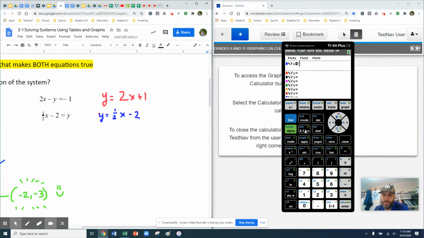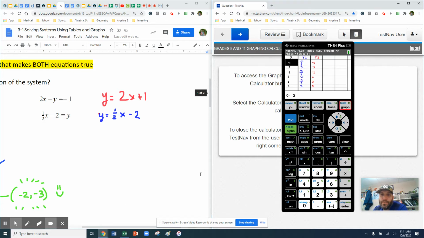Now we can finish our problem, 1/2 x minus 2. And I'm just keeping my color coding the same, so I did blue, and now I'm going to do my red line, 2x plus 1. After you're done putting in each equation, we are going to hit second table. That will open up a table of values. Your solutions for your blue equation are in the blue. Those are your y outputs. Your solution for the red are in the y2 column over here.